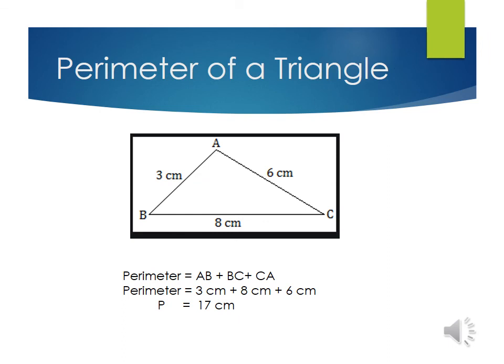Perimeter of a triangle. To find the perimeter of a triangle, we are going to add the sides. AB is 3 cm, BC is 8 cm, and AC is 6 cm. So we have to add it. 8 plus 3 is 11, 11 plus 6 is 17 cm. So the perimeter of this triangle is 17 cm.